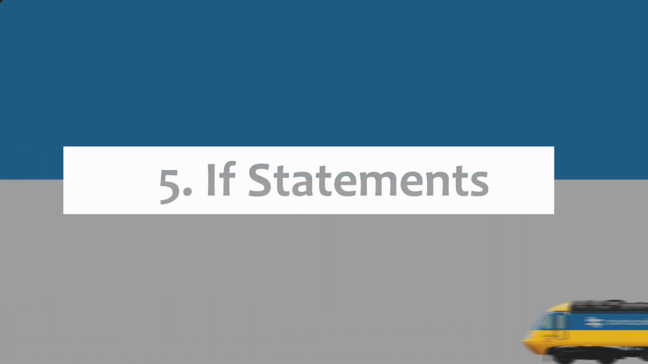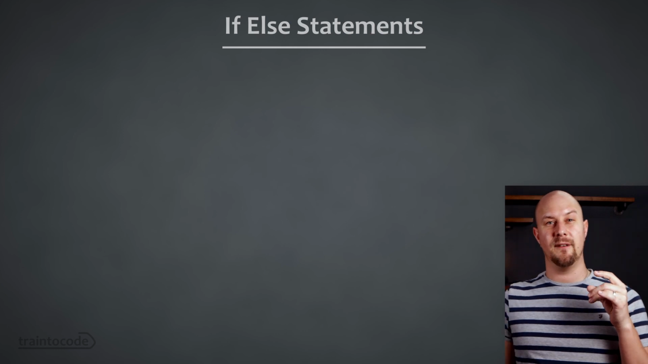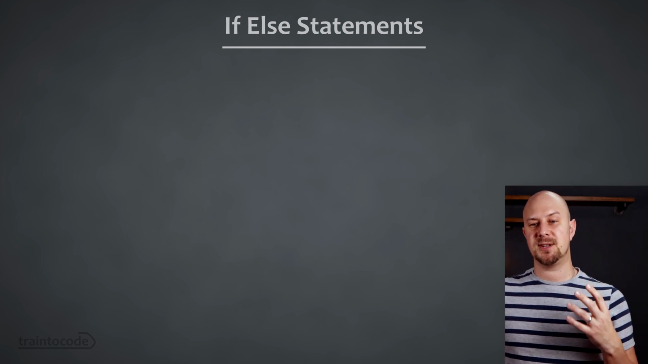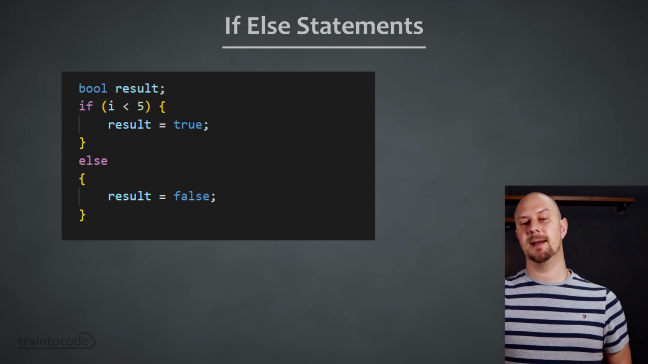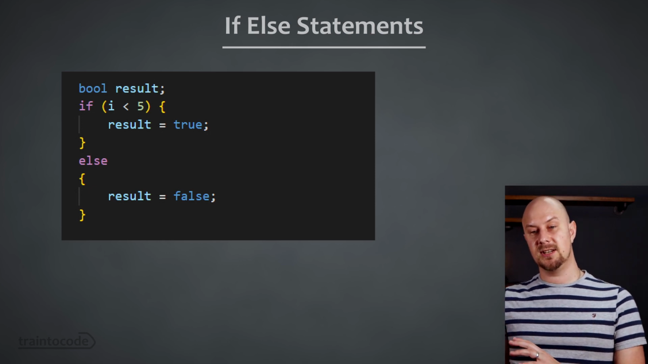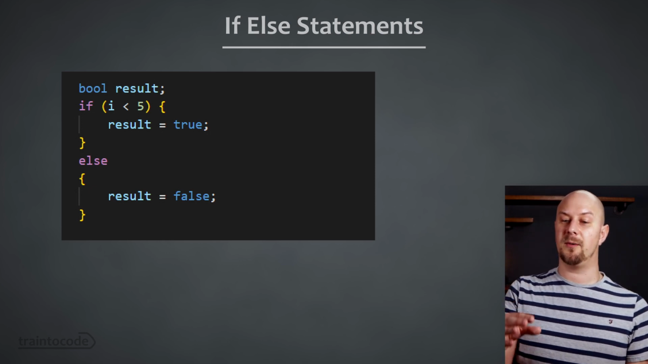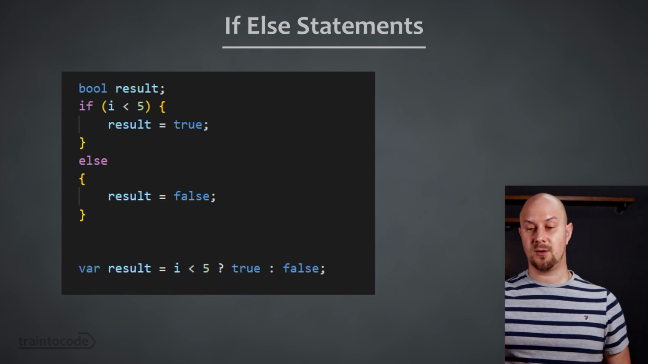Lastly, we have if-else statements. Now, if you're using an if-else statement in C# to set the value of a variable, then you actually have two options. So here we've got this result variable, which is a Boolean. And we can either set this by doing if and then a condition, and then set it to true, otherwise set it to false. Or we can use this ternary syntax of the question mark.